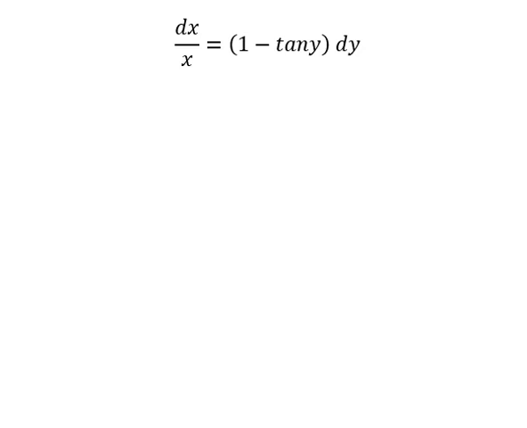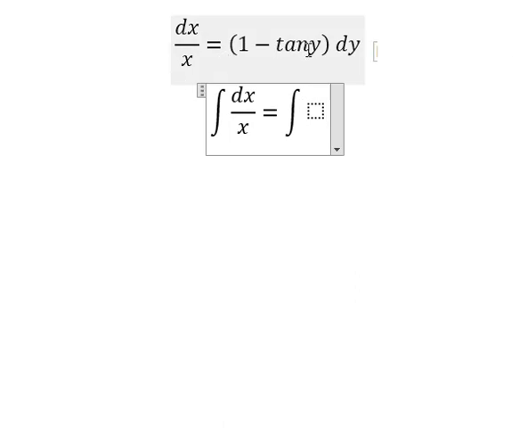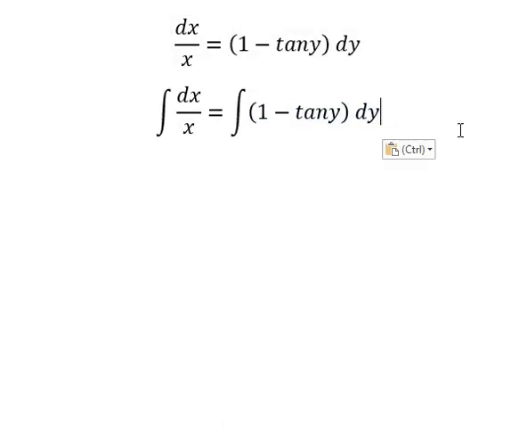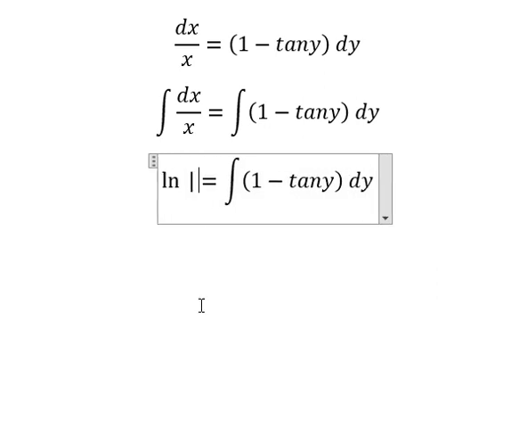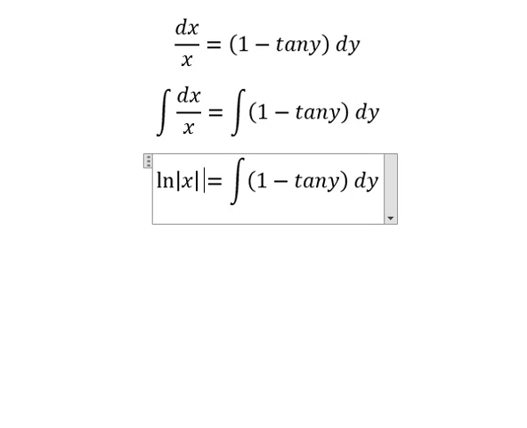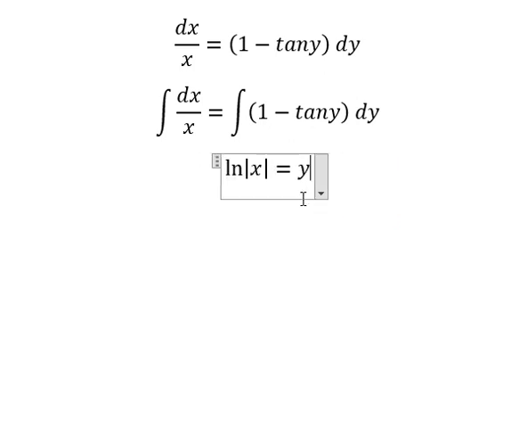So today I will show you how to do this integration. So the first thing, we need to put the integration for both sides. Next, the integration of this one, we have Ln of the absolute value of x. The integration of 1 is y. Now we need to focus on this one.